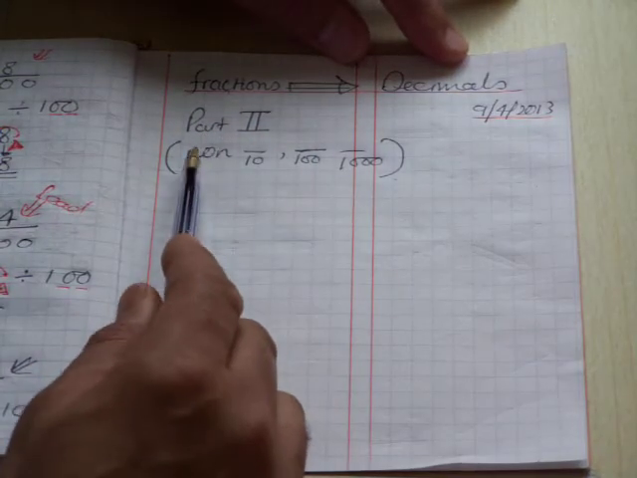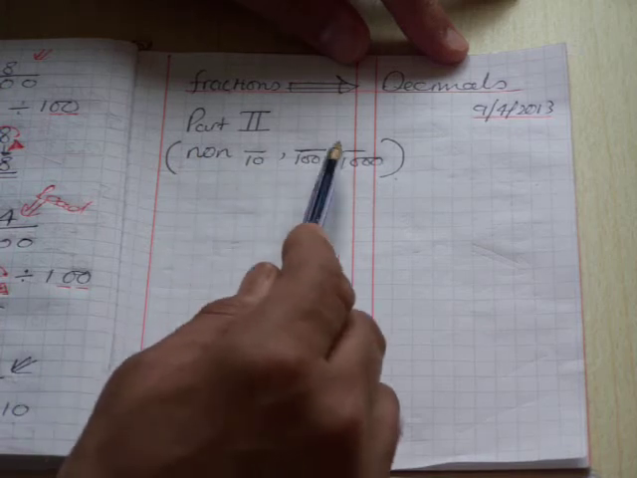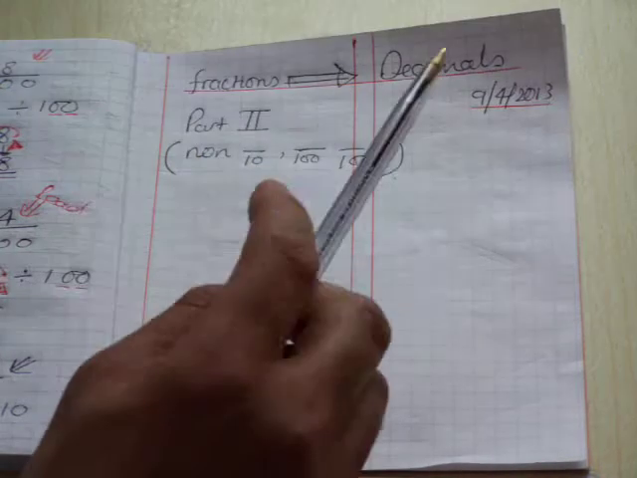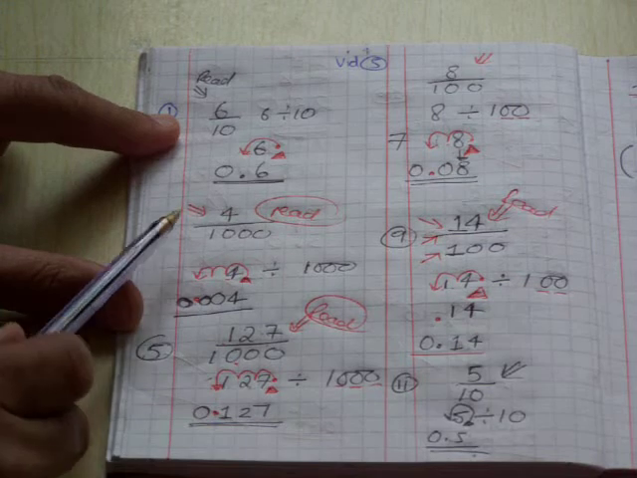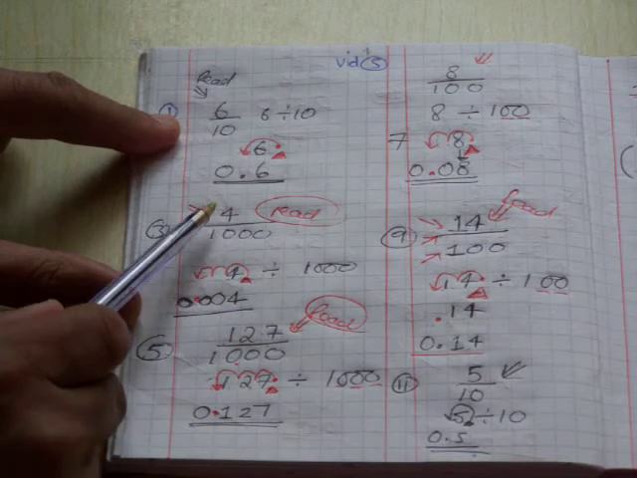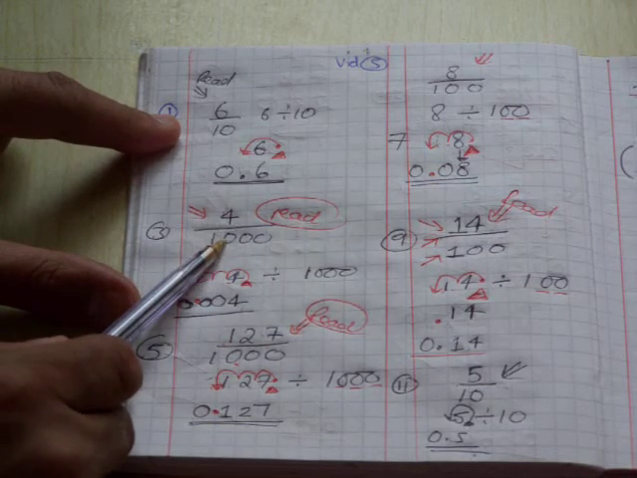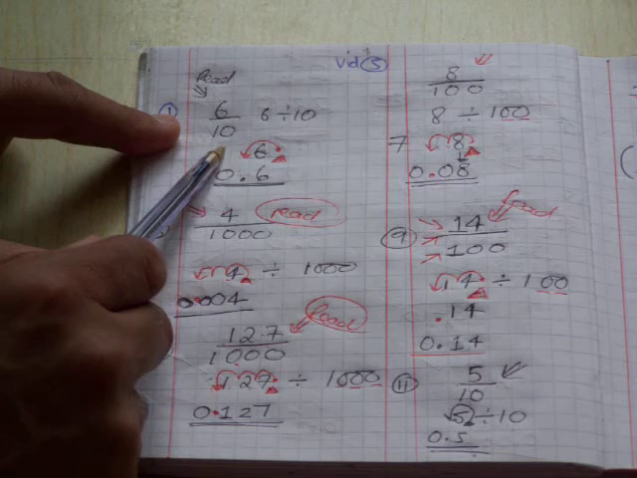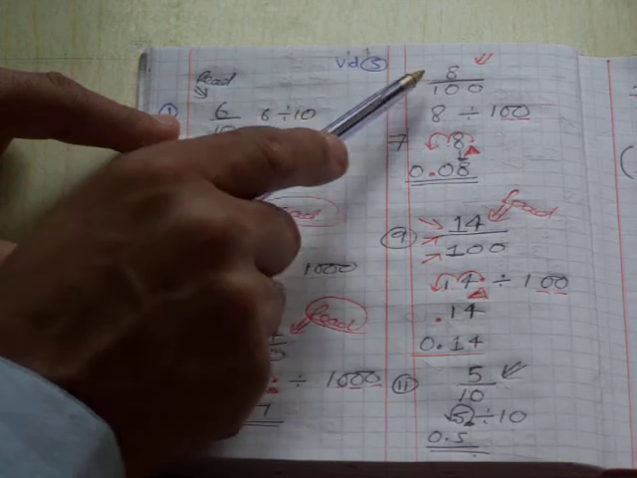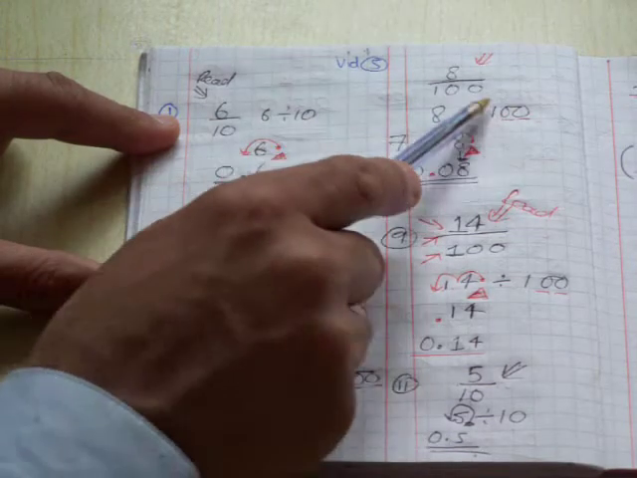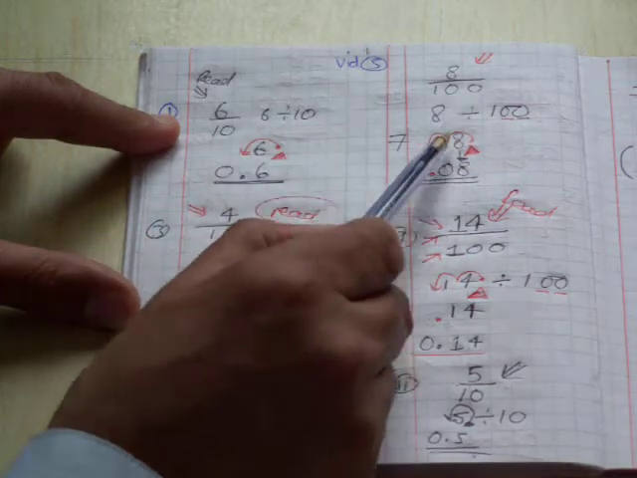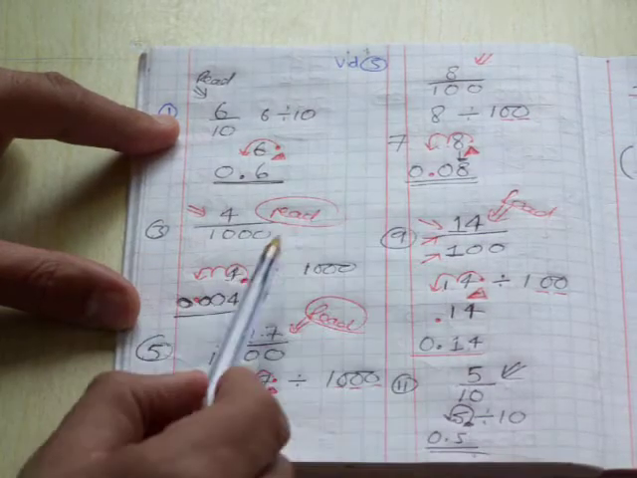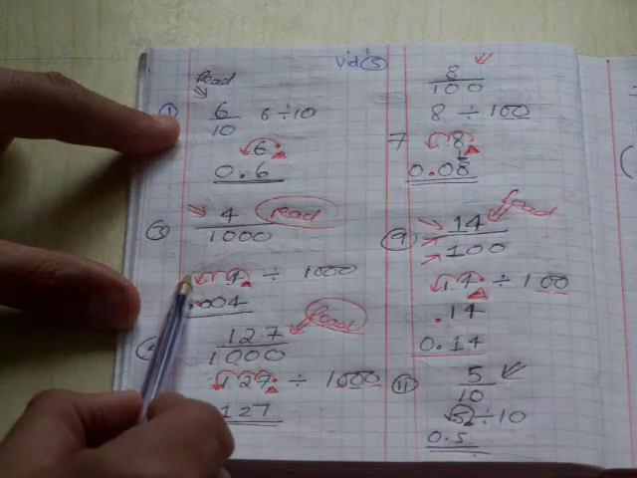We should be looking at non-tenths, hundredths and thousands, because as we did in the last lesson, we're changing fractions like 4 thousandths into a decimal, 6 tenths into a decimal, 8 hundredths into a decimal. These are the easier ones to do, as we only have to move the decimal point one place or 2 places or even 3 places.